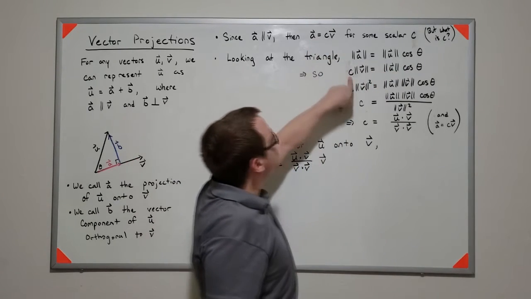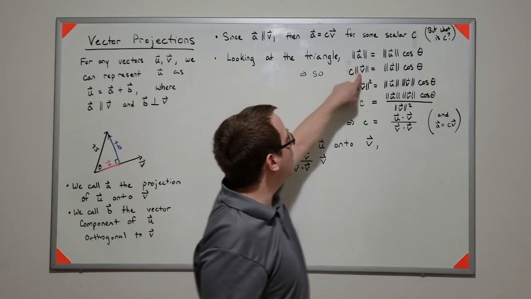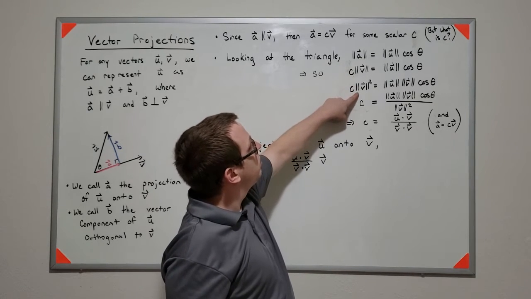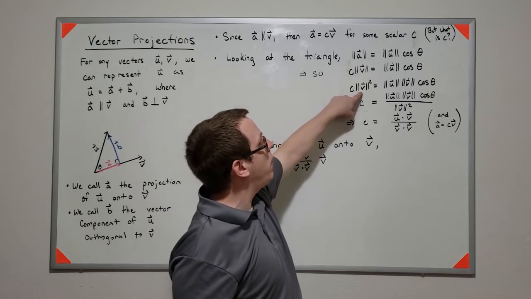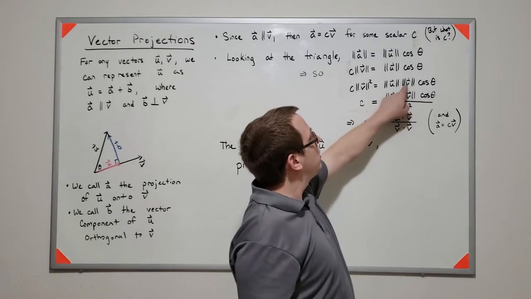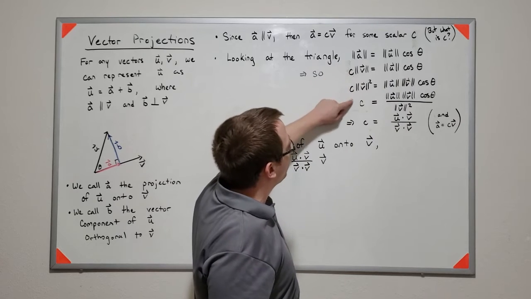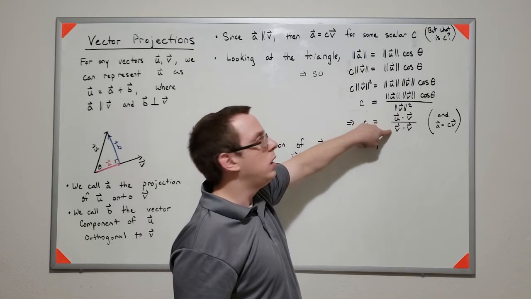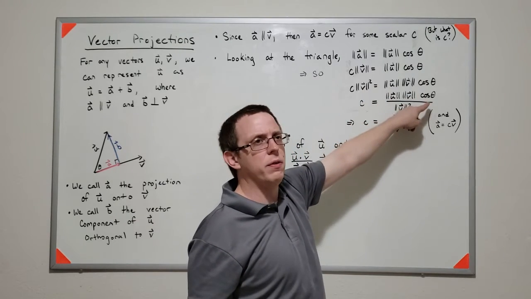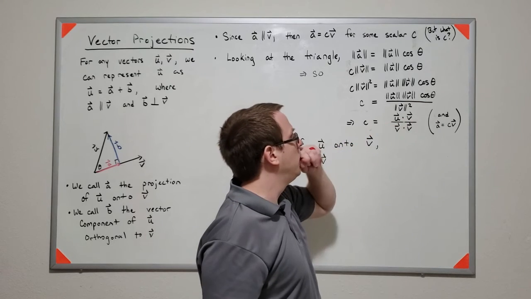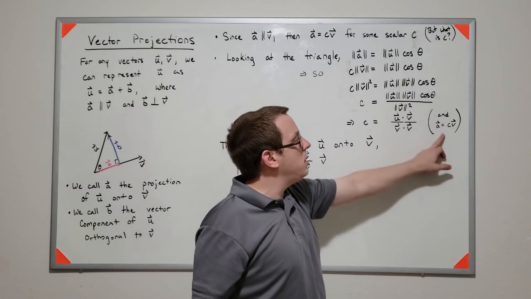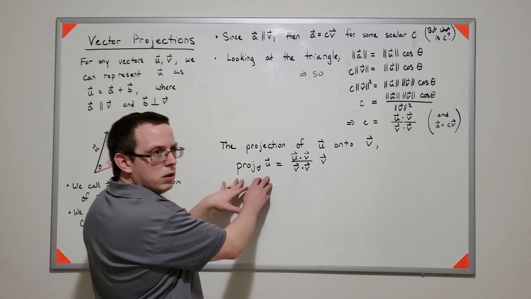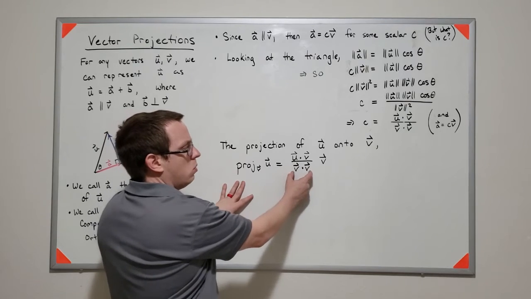Then, since we know a is cv, we can pull out the scalar, and we know that's the magnitude of u times cosine theta. Then if we multiply both sides by the magnitude of v, I get magnitude of v squared over here, and I get the magnitude of u times the magnitude of v times cosine theta over here. Well, we've seen that before. The magnitude of v squared is just v dot v, and the magnitude of u times the magnitude of v times cosine of the angle between them, that's u dot v. And since a is c times v, the projection must be that c value times the vector.